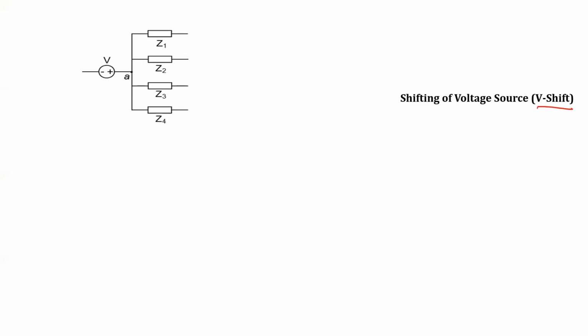Consider a simple circuit here or network. Voltage V is applied at a node A. To that node A, impedances Z1, Z2, Z3, Z4 are connected. You can see here at a node A, positive polarity is connected. Keep that point in your mind. At node A, positive voltage is connected. This is the key point here.